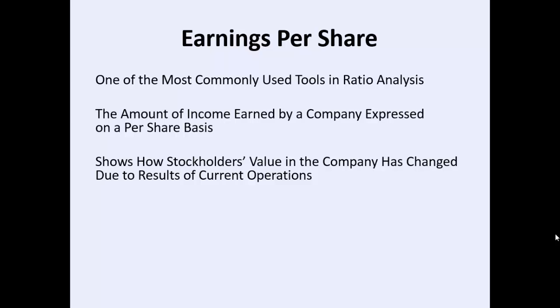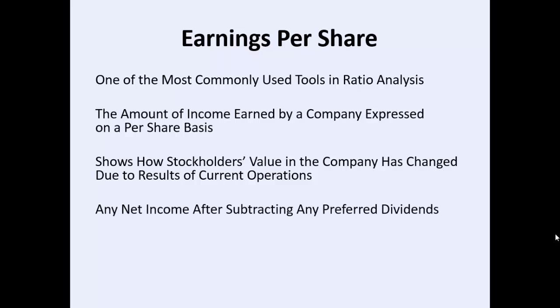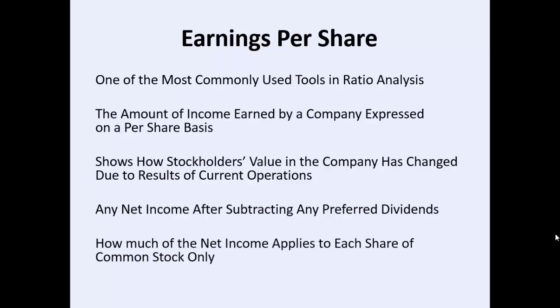It shows how stockholders' value in the company has changed due to the result of any current operations. And it's any net income after subtracting any preferred dividends, because you only want what the common shareholders can get. It's how much of the net income applies to each share of common stock only.